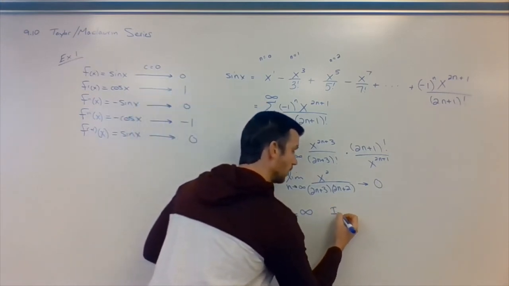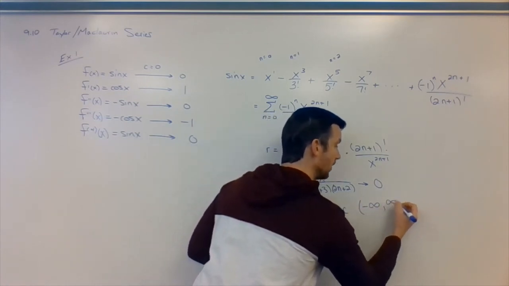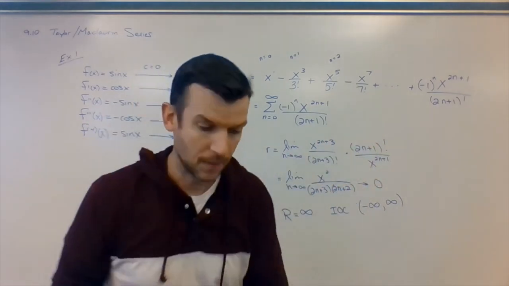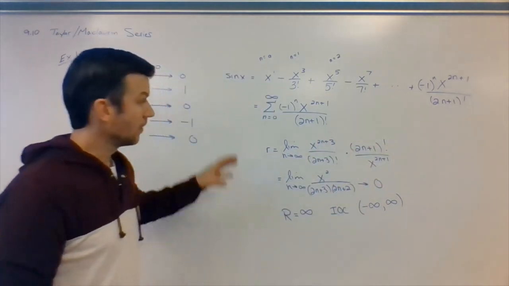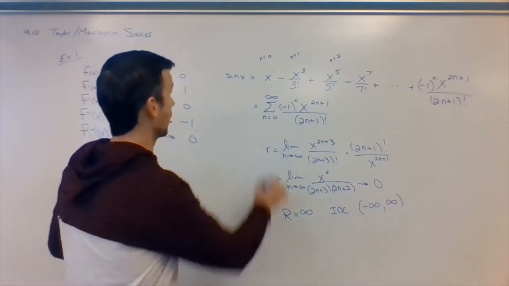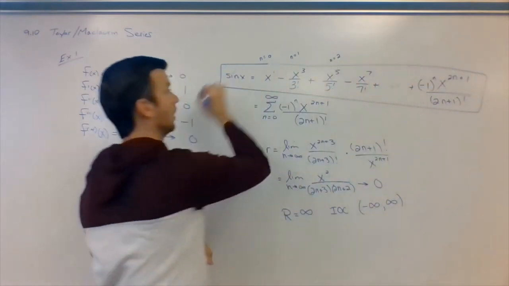So the interval of convergence would be negative infinity to infinity. It doesn't matter how far away you go from that center. Okay, so we just created this Maclaurin series representing sine of x. This is what we're dealing with.